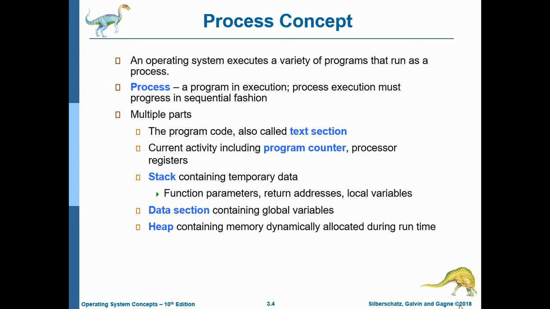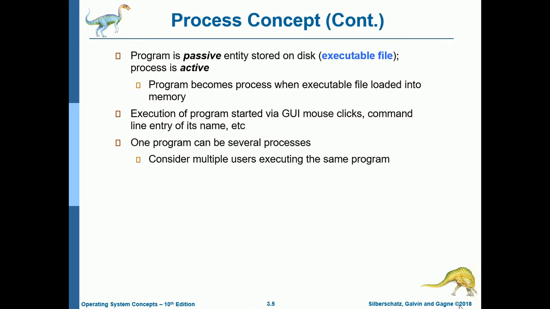A process has multiple parts, such as the program code, also called the text section, and the current activity including the program counter and processor registers. Then we have the stack containing temporary data such as function parameters, return addresses, and local variables. The data section contains the global variables, and the heap contains memory dynamically allocated during runtime. A program is a passive entity stored on disk, the executable file, while a process is active. So what's the difference between a program and a process?